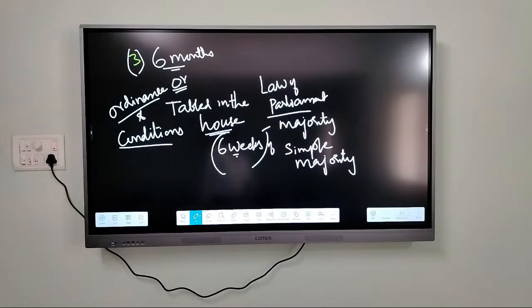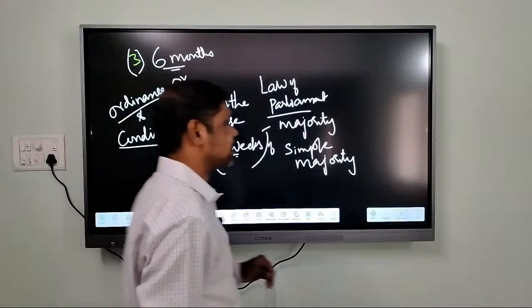So whenever an ordinance is passed by simple majority, in such condition this ordinance becomes the law. Right. So this is what about the procedure for passing the ordinance. So once again I repeat regarding the procedure of ordinance.